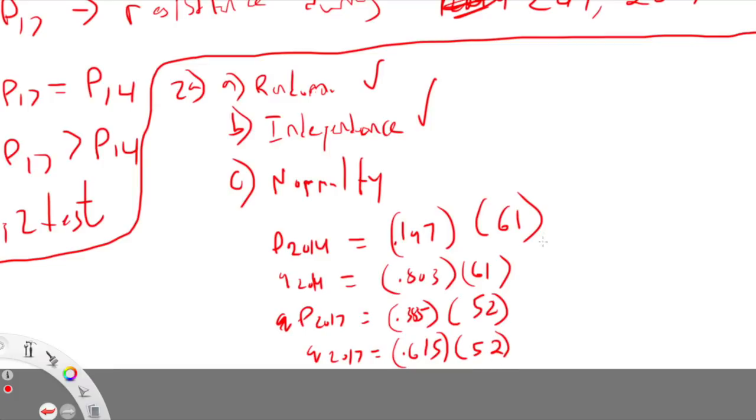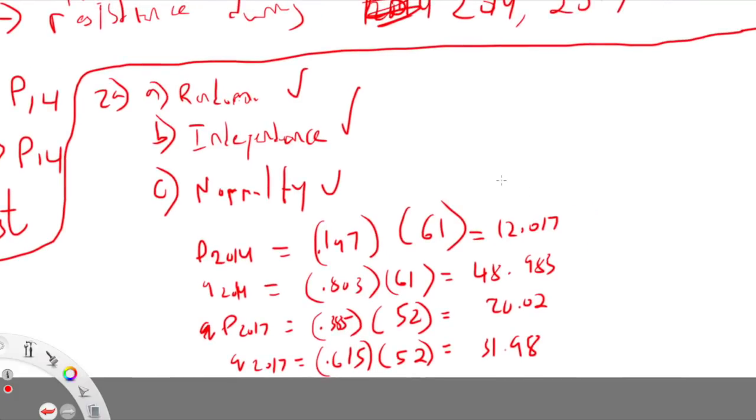And I won't bore you plugging these all into the calculator. I've already done it beforehand, and we're going to get 12.017 here, 48.983 here, 20.02 here, and 31.98 here. And so these are all greater than 10, so we've got the check for normality as well.